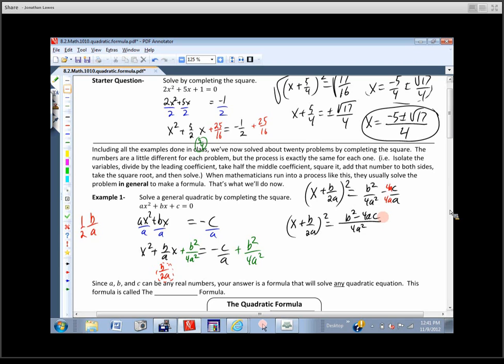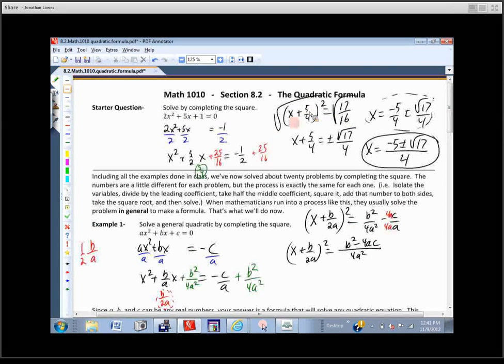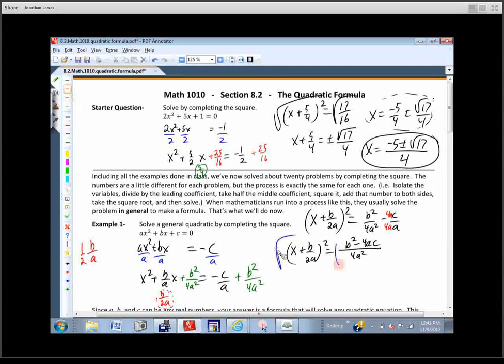I'm now here. I've got a perfect square over here and a single fraction on this side. What was my next step? Take the square root of both sides. So if I do that, I get x, whoops, let me change back. I get x plus b over 2a, and then on this side I'm going to have a plus or minus.